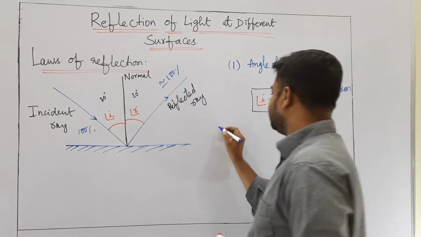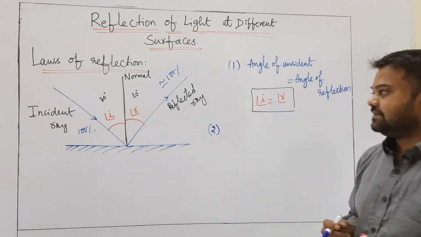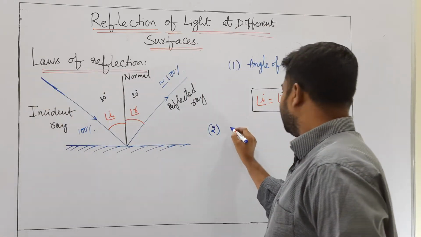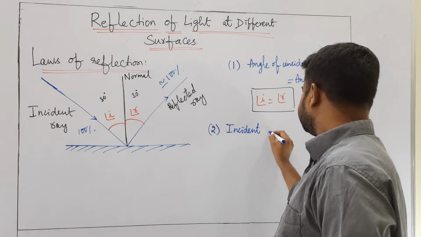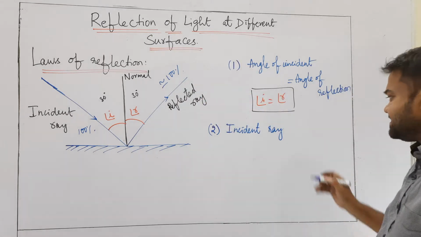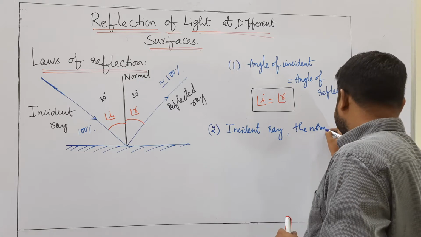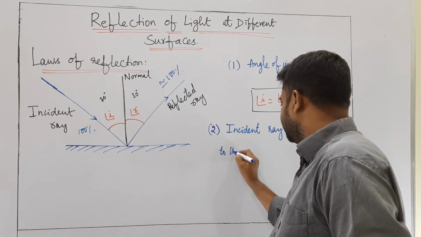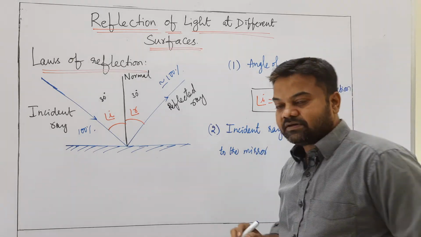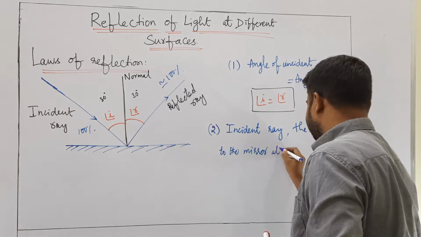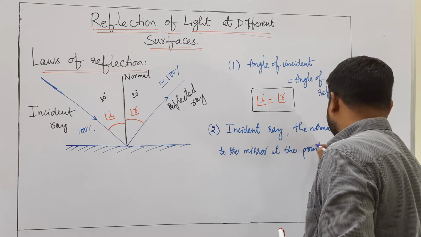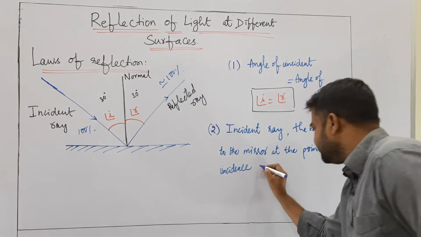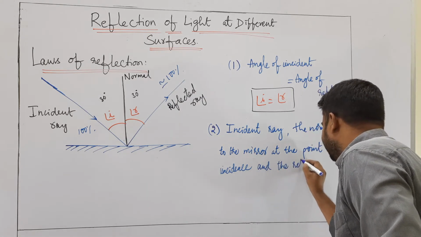And what about the second law? The second law says that the incident ray, you observe this is what we have, the incident ray, and the normal, you can also see the normal. This is a normal line, this is also normal to the mirror at the point of incidence. You also observe here the reflected ray.